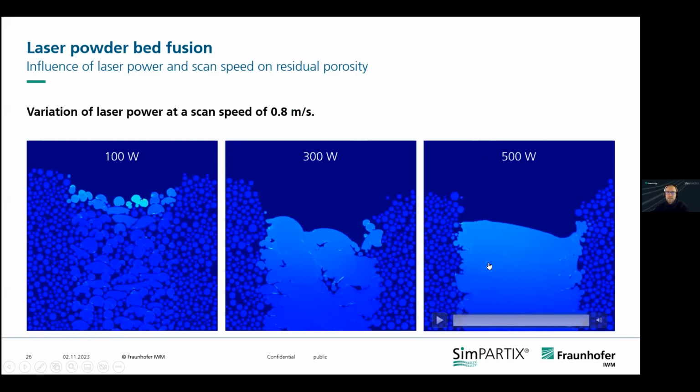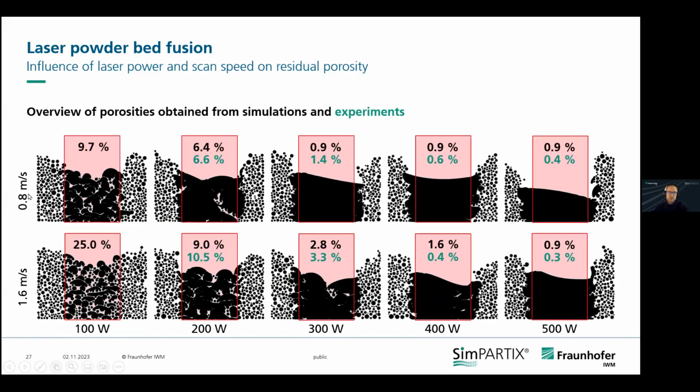If we compare this now with the experiment, this is a different parameter study, with different laser velocities and different laser intensities. The black one is the simulation, the green one is the experiment. I don't want you to look at the numbers, I want you to see that the trend works pretty well. So again, SPH can really be used for this process to understand, I don't want to say predict, but to get an idea of how the porosity is going to evolve.